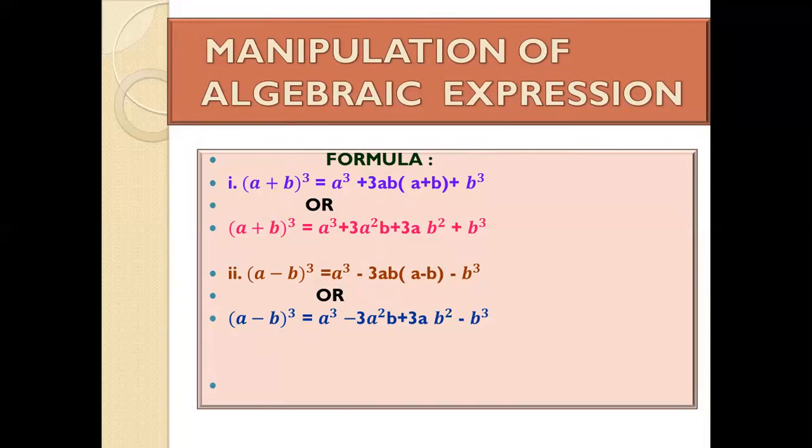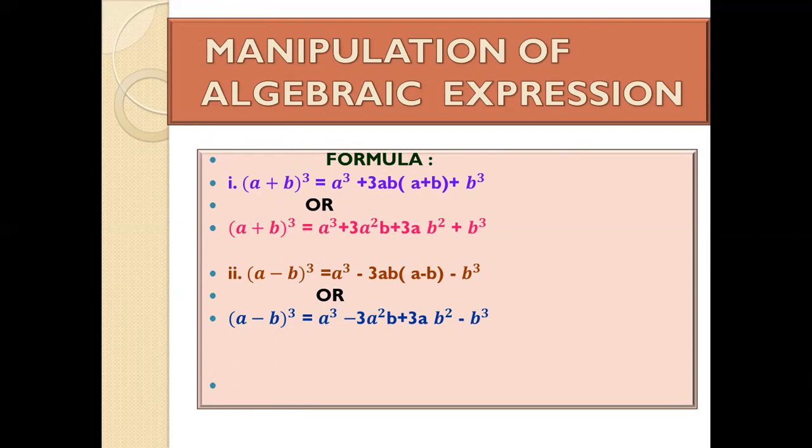A plus b whole cube is equal to a cube plus 3ab into a plus b plus b cube. Or we can also write this as a cube plus 3a square b plus 3ab square plus b cube. Although they are both the same formula, in the second one I multiply 3ab with a plus b. When you open the brackets, you get 3a square b plus 3ab square. Otherwise, both formulas are the same.